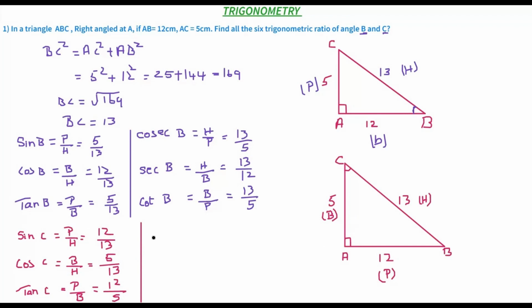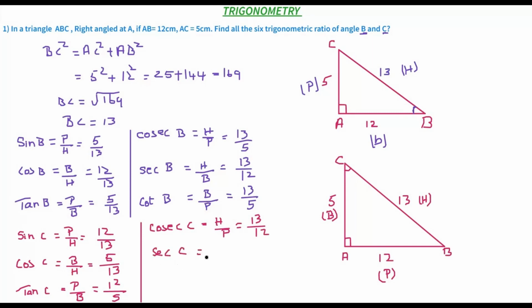Now the same thing we are going to find the converse of it. So what is the converse of sine? The opposite of sine is cosec or cosine, whichever is easy for you, you can tell. So cosec C, we just have to reverse this. So it is hypotenuse by perpendicular. Here we have 12 by 13, so our answer will be 13 by 12.